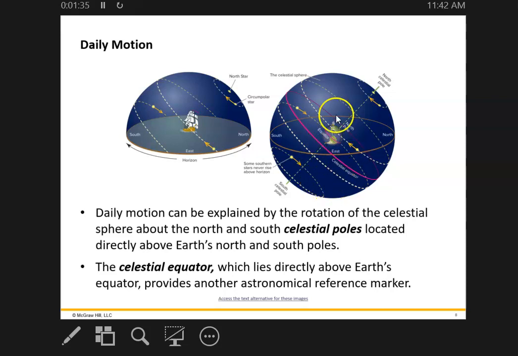Of course, there's the celestial pole. The celestial North Pole is just the projection of the Earth's pole out into space, and the celestial South Pole is the projection of the Earth's South Pole out into space. One thing about that is that there happens to be a relatively bright star in the northern hemisphere, really close to the celestial North Pole.